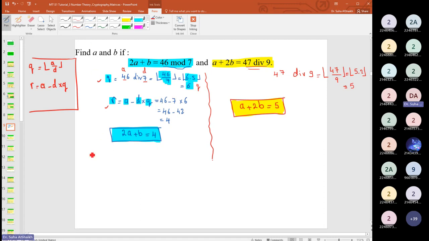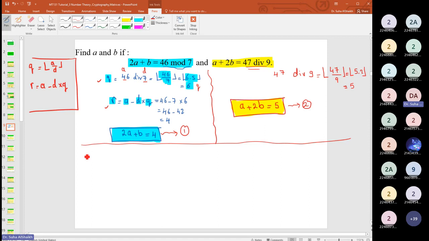Okay? Now, from this and this, I'm going to call this equation number 1 and this equation number 2. So we will have 2A plus B equal to 4, and we will have A plus 2B equal to 5. This is what we call a system of two equations. To find the values of A and B, I have to solve the system of the two equations together.